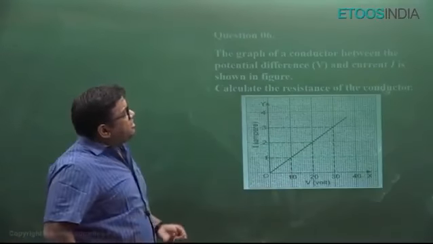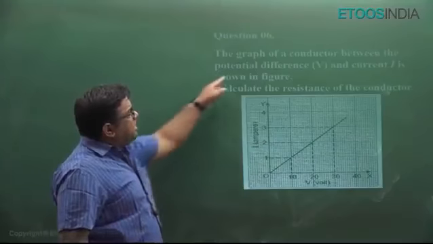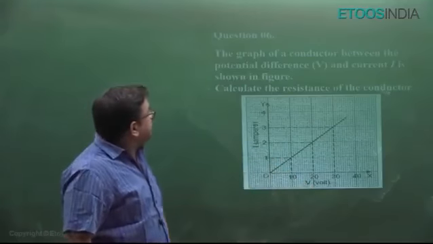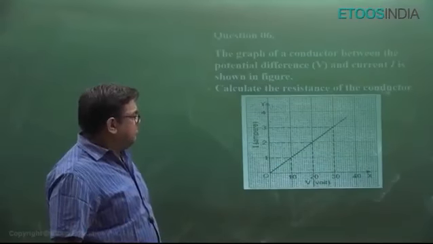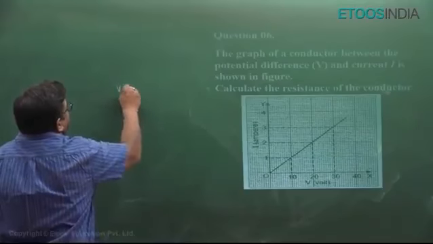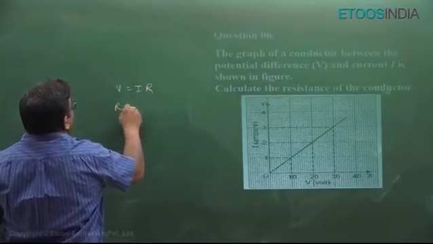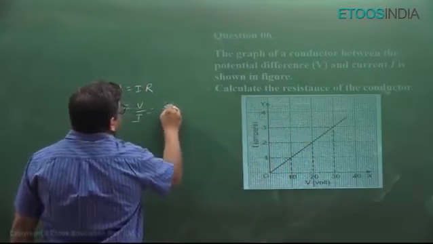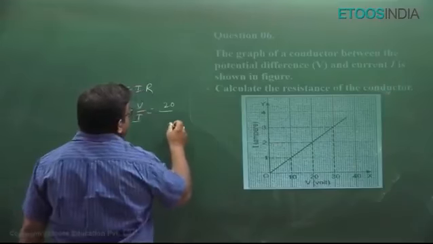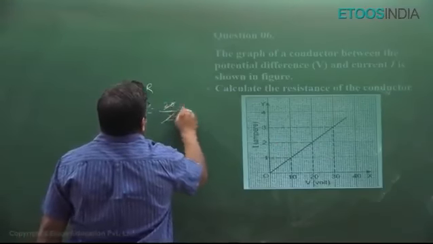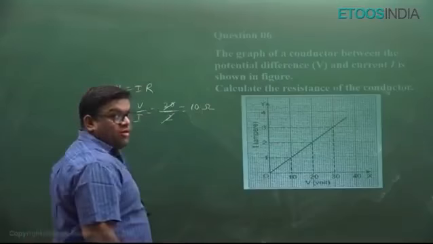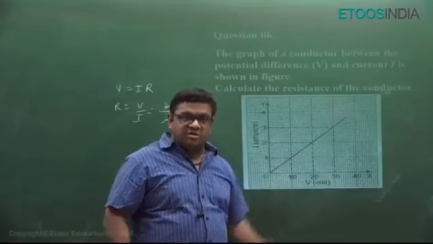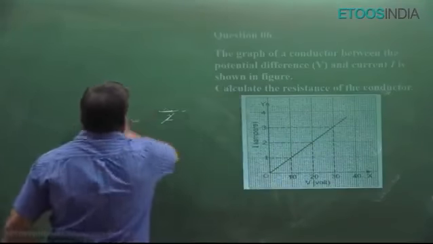If the graph of a conductor of potential difference V and current I is shown in the figure. See, this is I, I hope it's visible. This is V. Calculate the resistance of the conductor. We know that V is equal to IR, or R is equal to V upon I. Here in this case, if I take V as 20, which is followed by I here, it becomes 2. So the answer is 10 ohm. We all know that for Ohm's law, the graph is always a straight line. See, it's going like this over here. Got it? Now, let's move on to the next question.